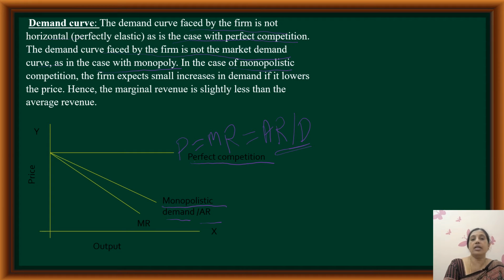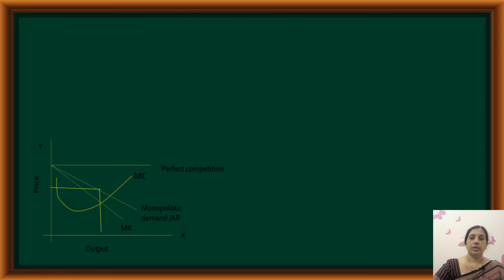So in the case of monopolistic competition, the firm expects a small increase in demand if it lowers the price. Hence, the marginal revenue is slightly less than the average revenue. That is what this diagram also shows.